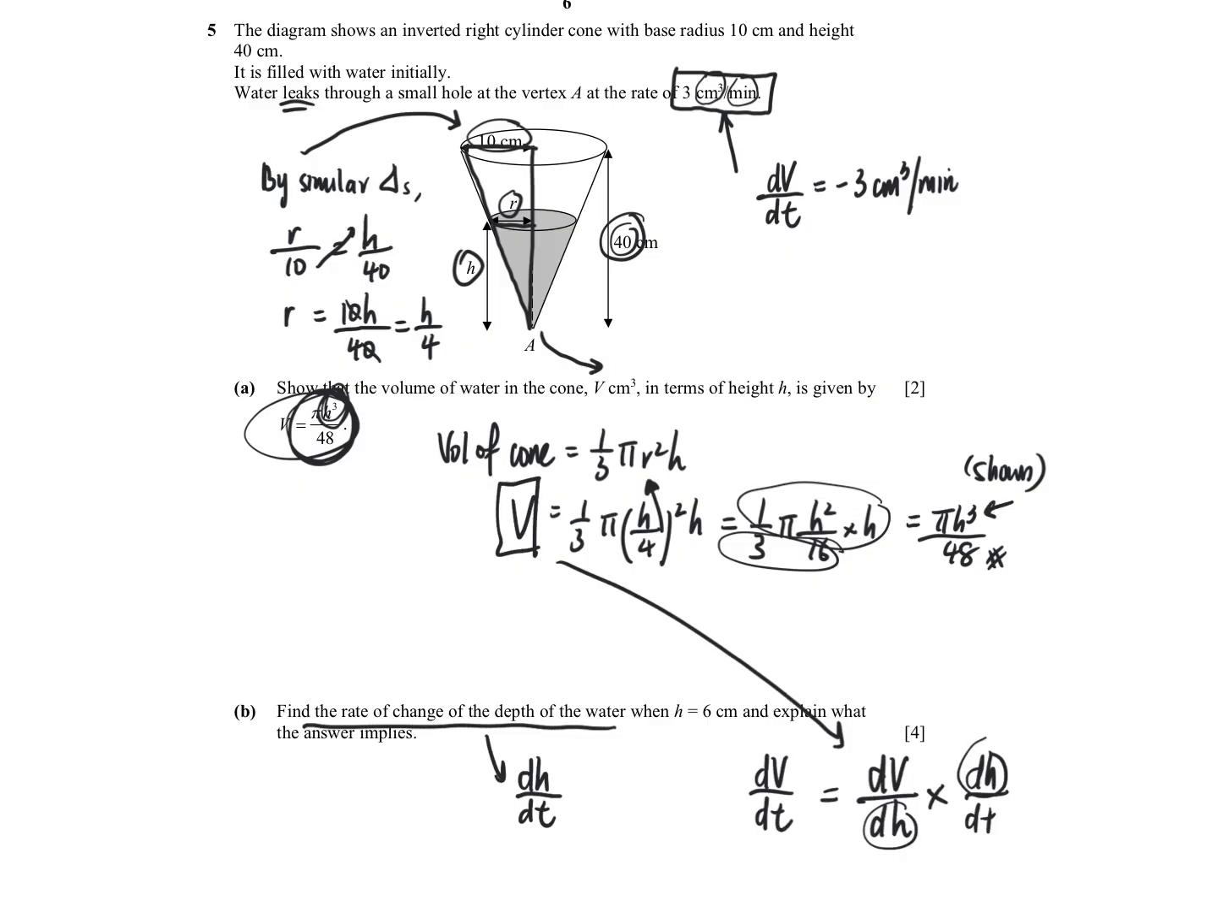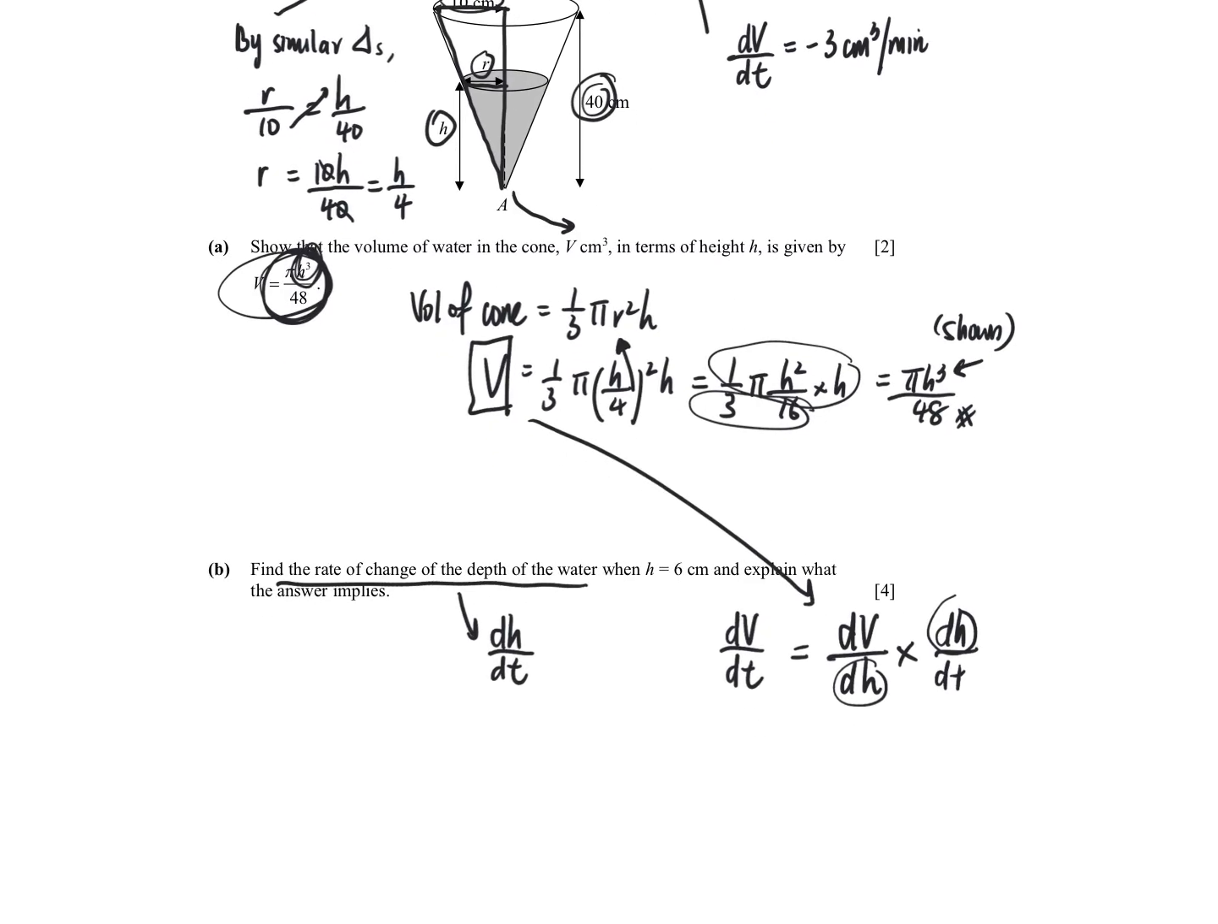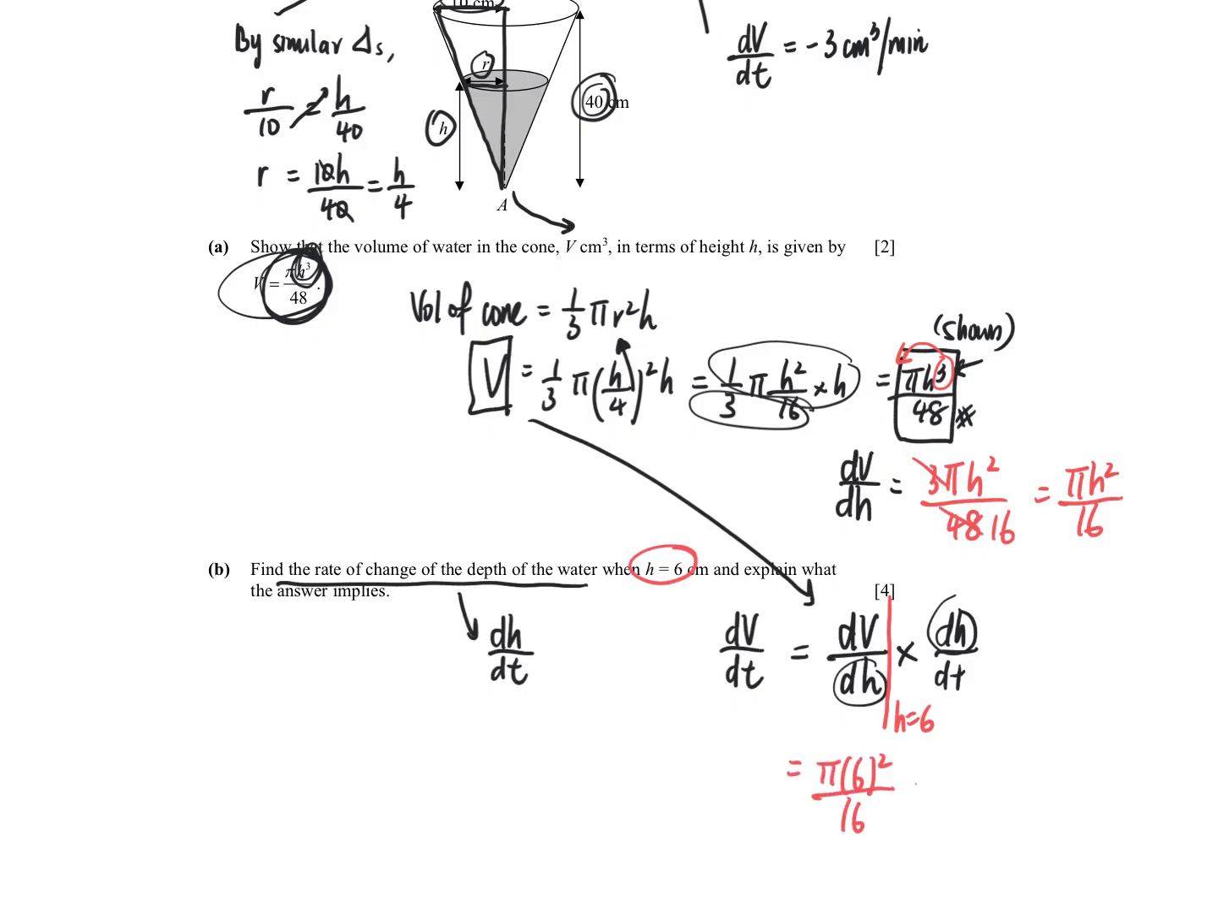So I plug in everything I have. First of all, this one, dV/dh. Bring the power 3 down, subtract the power by 1. Then if you simplify, you will get pi h squared over 16. But they say h is 6, so don't just stop there. Sub in h as 6. So you get pi times 6 squared over 16.